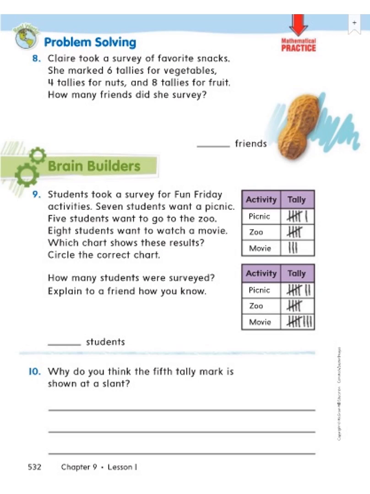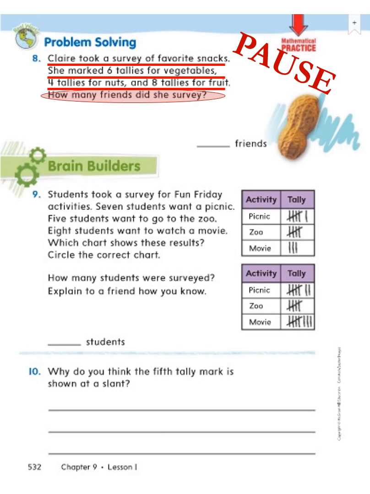Okay, yes, I know how much we all love word problems. This is great. So remember our strategy. We have to underline what we know and circle what we need to find. Here we go. Claire took a survey of favorite snacks. She marked 6 tallies for vegetables, 4 tallies for nuts, and 8 tallies for fruit. How many friends did she survey? Okay, well, I'm going to pause it here and see if you can figure this out. I'll give you the answer in a moment. Good luck.